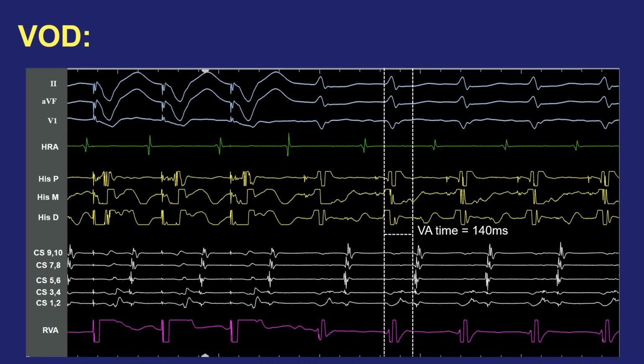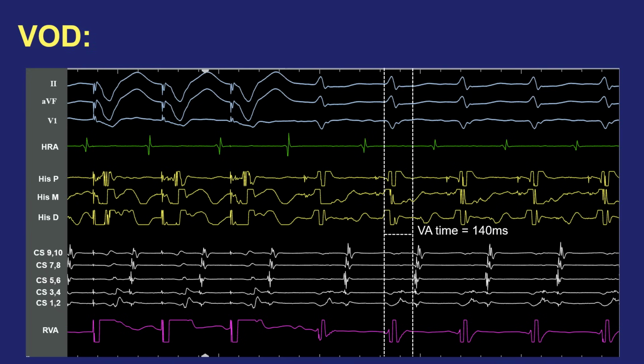Is that short enough to rule out anything? No, it is not. It's longer than 70. So this is one of those findings that if you were to see it, meaning less than 70 millisecond VA time, it's helpful. But if you don't see it, it isn't helpful. You can't cross anything off the list in the reverse scenario.